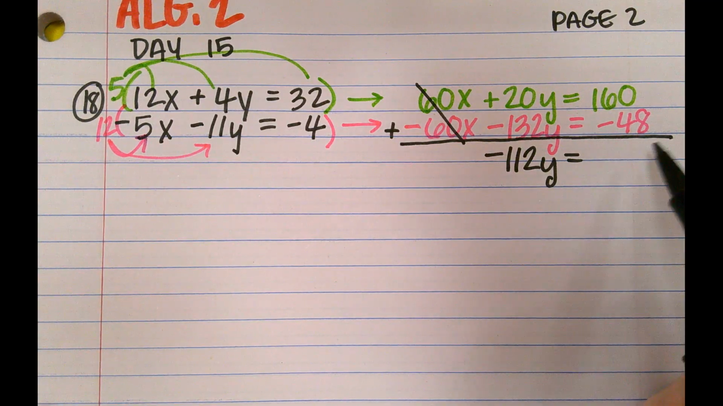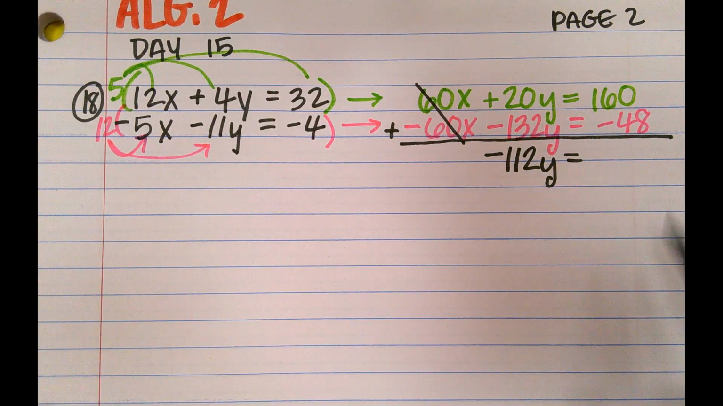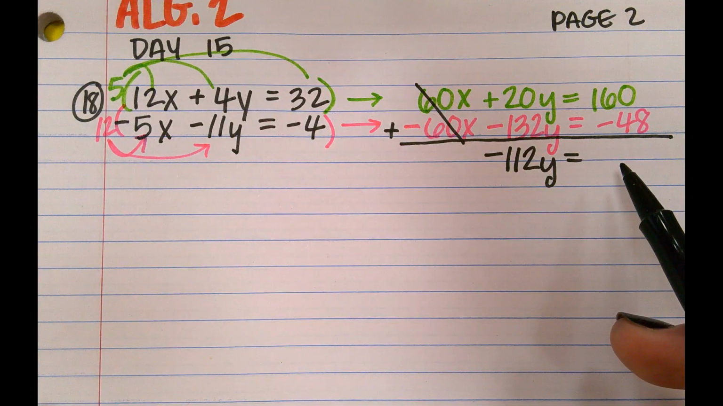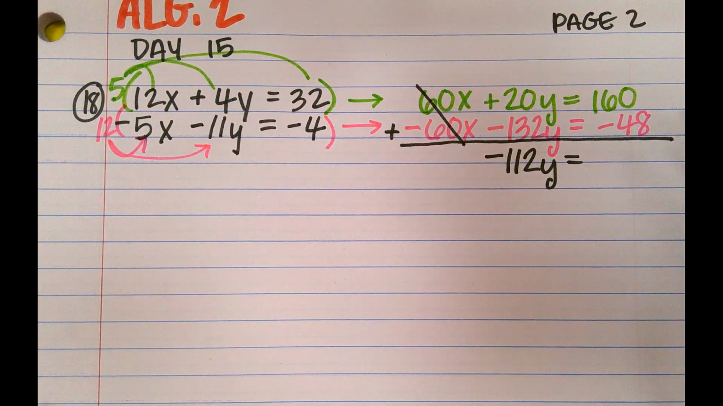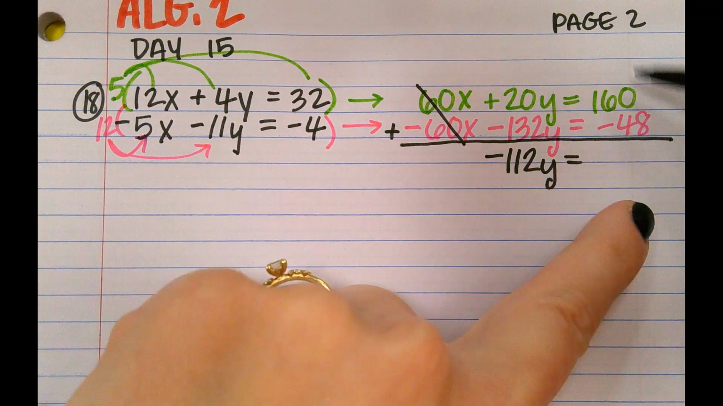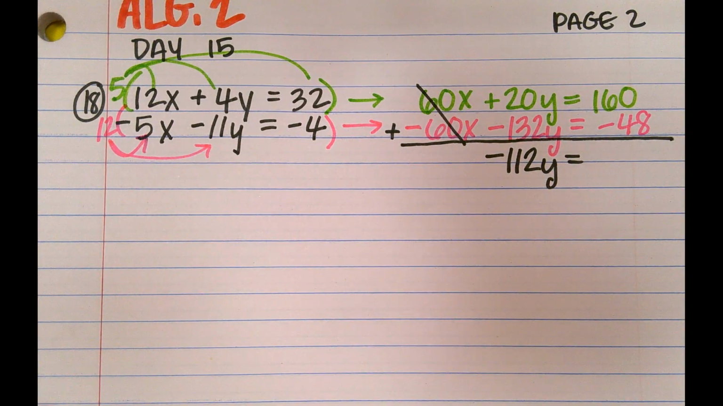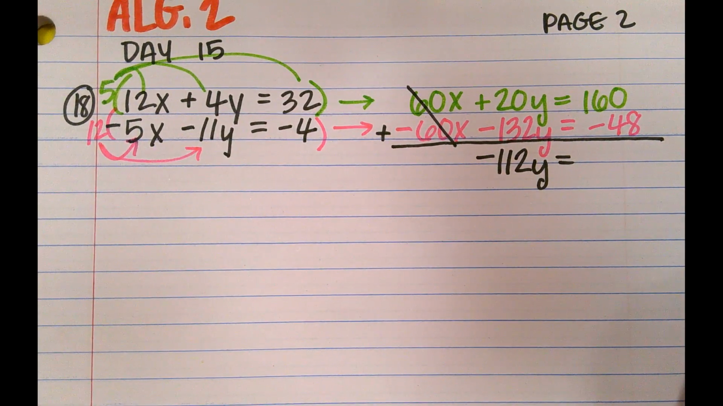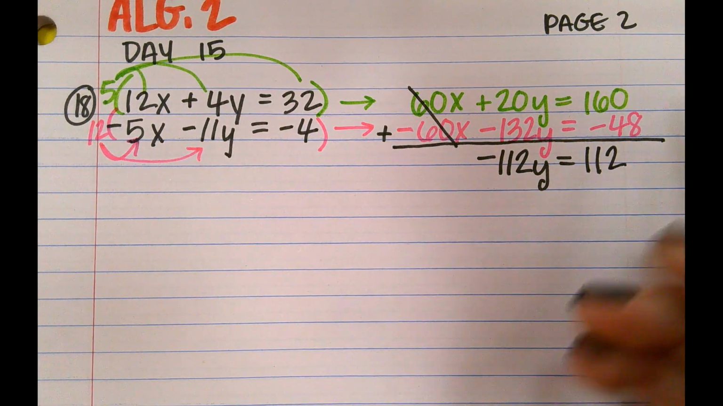We're adding that to 160. What will that give us? Let me go back, we're adding our equations together right here. 160 plus negative 48, or minus 48. 112. Good. That's all right. You got it now.